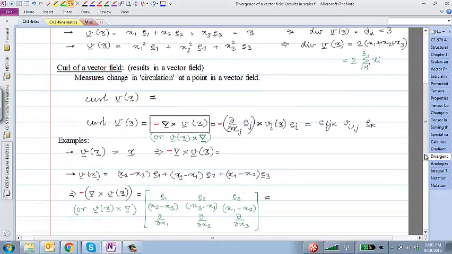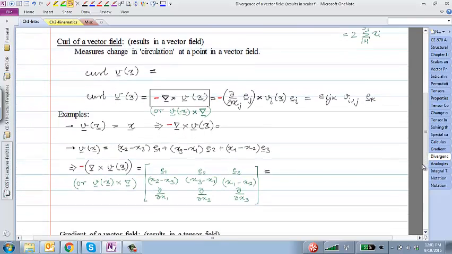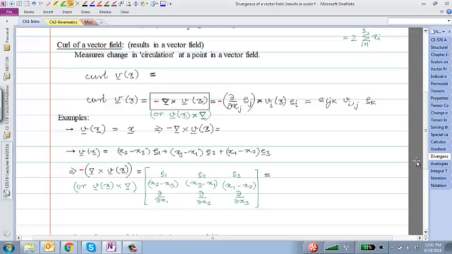Okay. All right. So going on with the types of derivatives, we have yet another type of derivative for a vector field called a curl. How many of you, by the way, have heard of these: divergence, curl, and gradient?